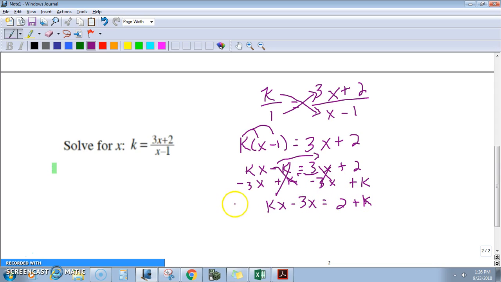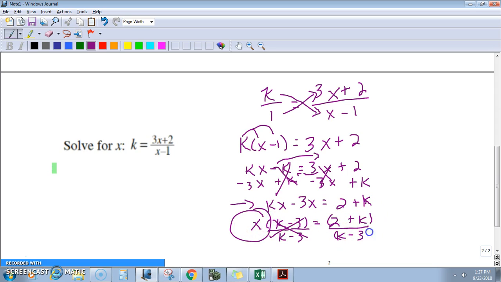And here I know I can get the x by itself. Since both of these terms have an x, I can factor that out. So I'm going to factor out an x, and then I simply have k minus 3. You can check yourself. If you distribute this x, you would get x times k is kx, x times negative 3 is negative 3x, equals, I haven't done anything to this side. And now x is by itself. If I divide both sides by k minus 3, I will have isolated x. Okay, so if I solve for x, x is equal to 2 plus k over k minus 3.